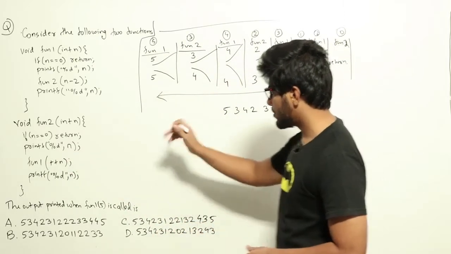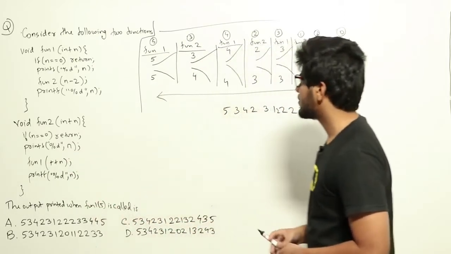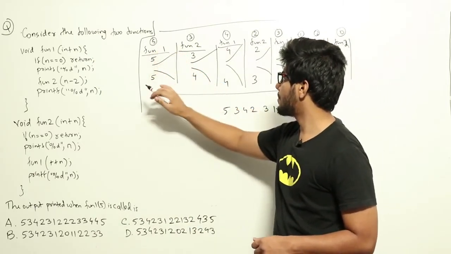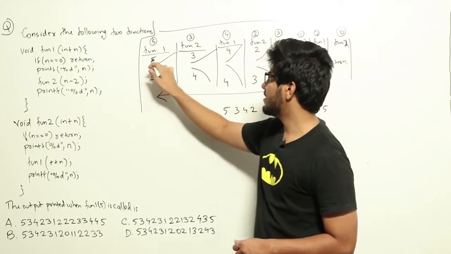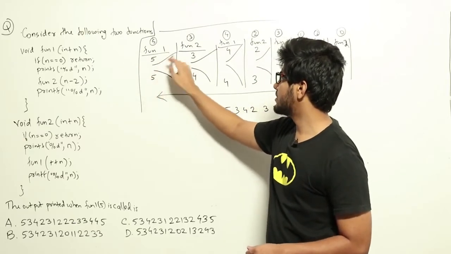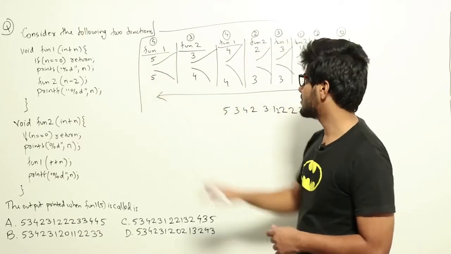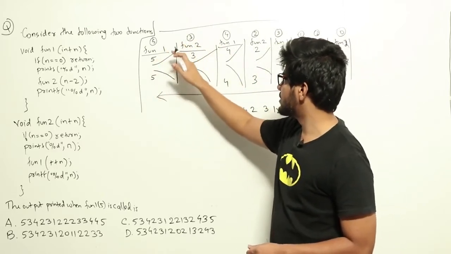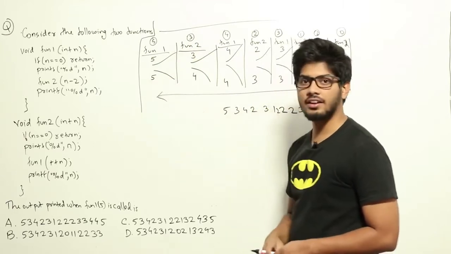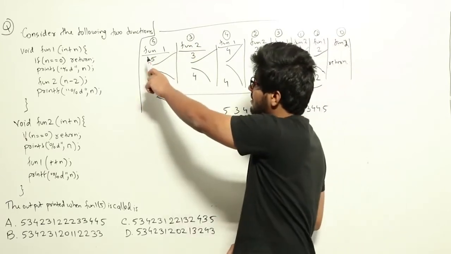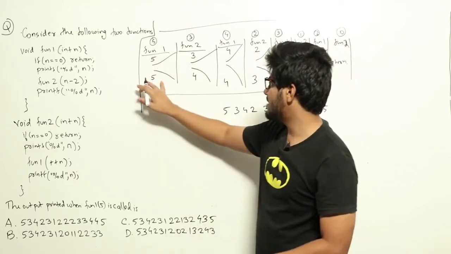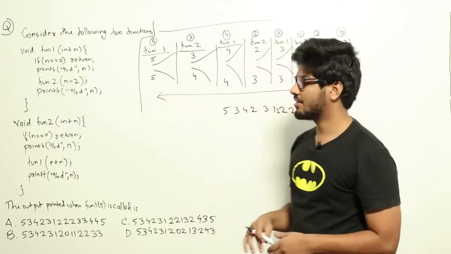Now let's look at how it proceeds when we call fun1 with value 5. Initially we are calling fun1 with value 5. So it will print 5 here. It will be calling fun2 here, which I have shown with these two diagrams. We'll be writing whatever is in fun2 here. After executing fun2, it will be printing 5 again. So it will print 5 initially, call fun2 and print whatever fun2 is printing. After that, at the end, it will print 5 and then it will exit.